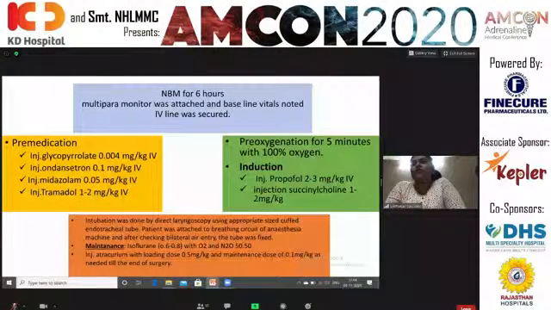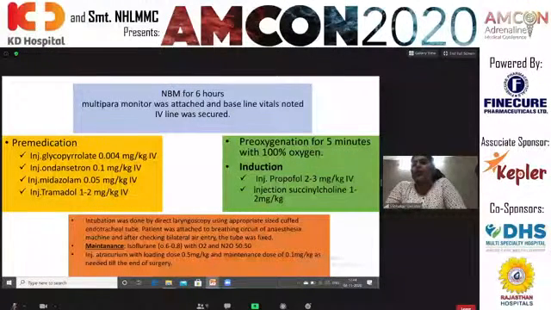All the patients were pre-oxygenated for 5 minutes with 100% oxygen. Induction was done with injection propofol 2 to 3 mg per kg IV and injection succinylcholine 1 to 2 mg per kg. Intubation was done by direct laryngoscopy using an appropriate sized cuffed endotracheal tube. Patient was attached to the breathing circuit of the anesthesia machine and after checking the bilateral air entry, the tube was fixed. Maintenance was with isoflurane and O2 and N2O 50-50%.